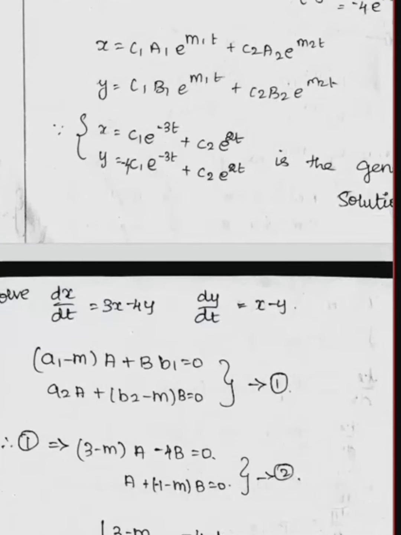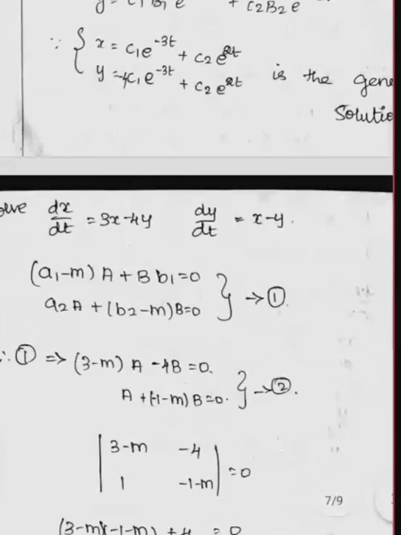So that is (3 minus m) into a minus 4 times b, and 1 into a plus (minus 1 minus m) into b equal to 0, substituting the b2 value, the y coefficient, which is minus 1. Keep it as equation number 2. It can be derived in two ways: directly substituting the x and y values, simplifying and equating, or directly substituting the a1, a2, b1, b2 values in the above formula. Now you take the coefficients of a and b.